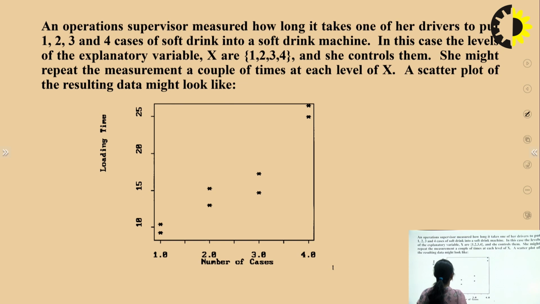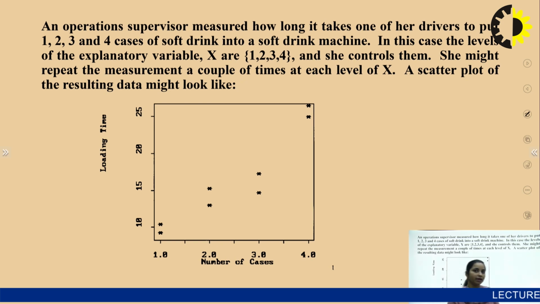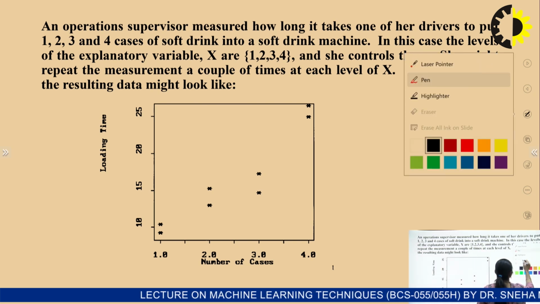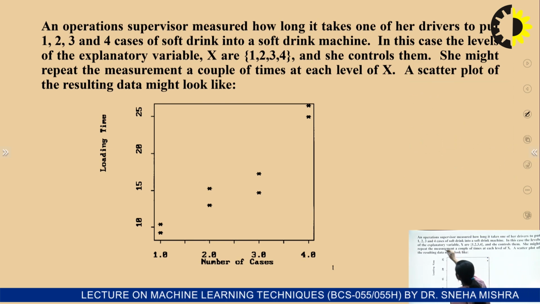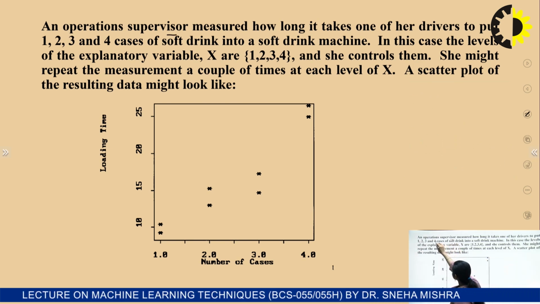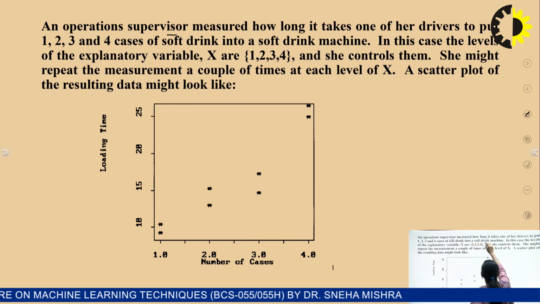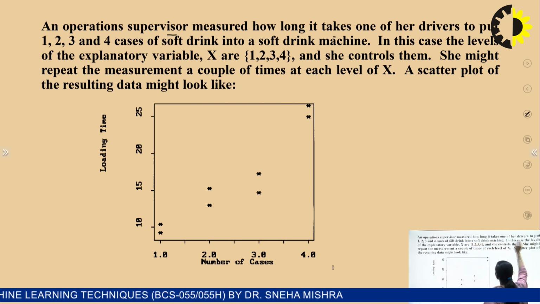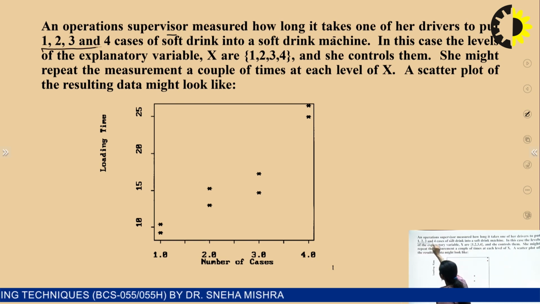Here we are saying that an operations supervisor measured how long it can take one of her drivers to put 1, 2, 3 and 4 cases of soft drinks into a soft drink machine. In this case, the levels of the explanatory variables x are 1, 2, 3 and 4. The operations supervisor is measuring how long it takes one of the drivers to put the 1, 2, 3 and 4 cases of soft drinks into the soft drink machine.